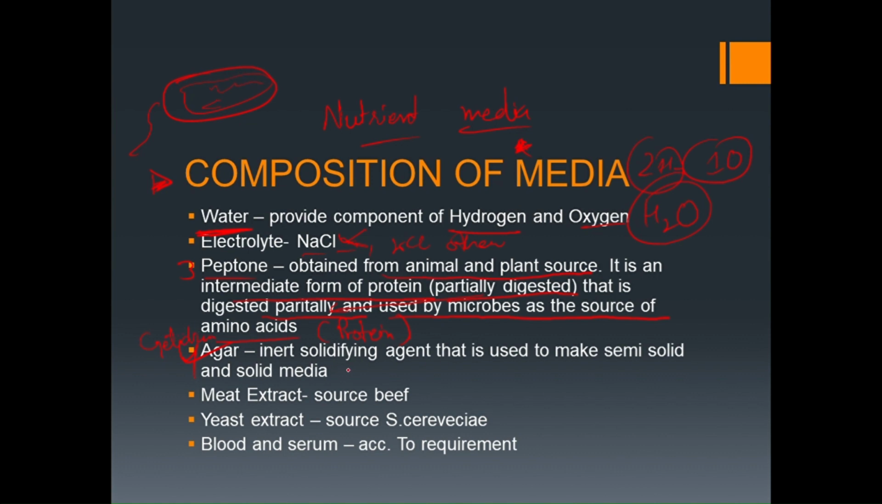It is obtained from seaweed, plant fungi. This is its source, and it is an inert solidifying agent that is used to make semi-solid and solid media. Then the fifth and sixth are meat extract and yeast extract. Meat extract's source is beef, and yeast extract's source is Saccharomyces cerevisiae. Then comes the seventh point, which is additives, like blood and serum, which are added according to the requirement.